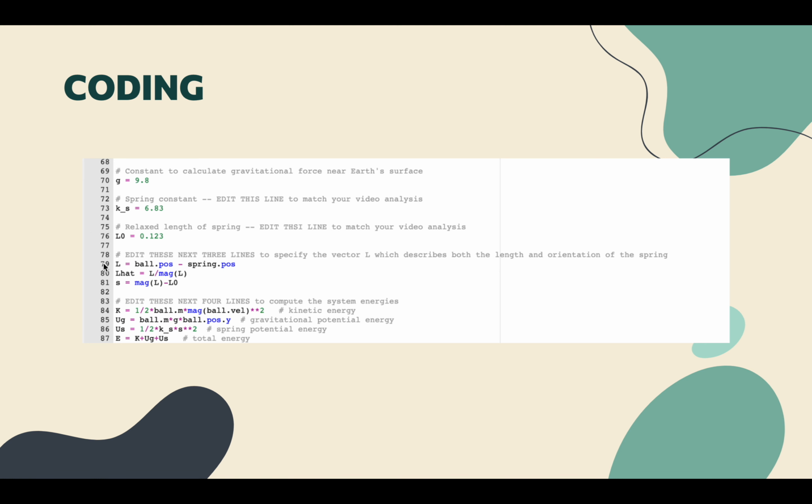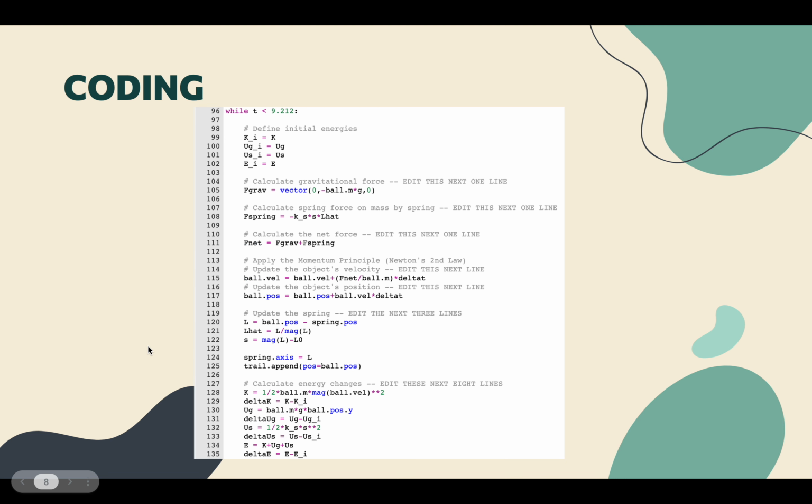S, or distance, was then calculated, and the equations for both kinetic and both types of potential energy were also calculated. Adding these values together gives us total energy. In the while loop, the gravitational forces were calculated, then the spring force, then both were added together to give net force. The velocity and position update formulas were then used to find the object's velocity and position, and then the spring was updated. Finally, the energy changes were found.